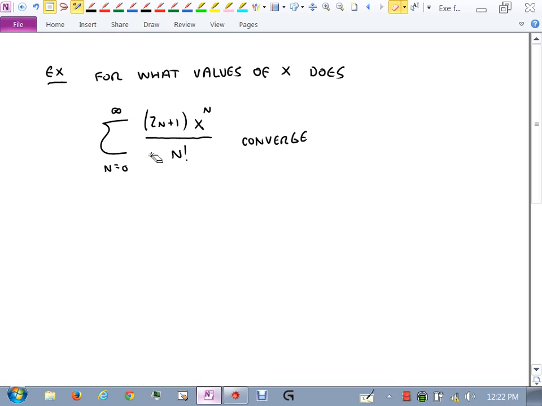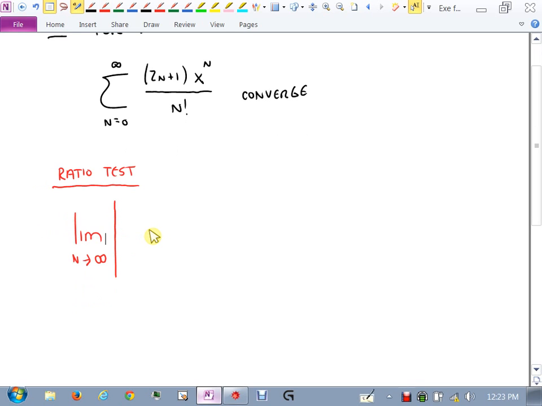So watch what I'm doing here. I'm going to do a ratio test. Why am I going to do a ratio test? Because I've got a factorial in there and some powers. But I'm going to do a ratio test on everything in there, including the x. n goes to infinity, not 0. What does the ratio test tell me I need to do here?